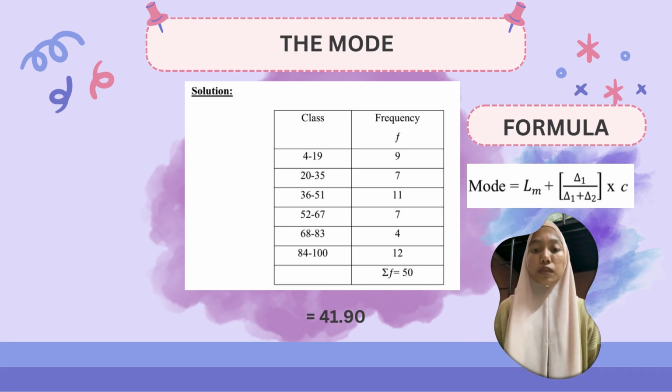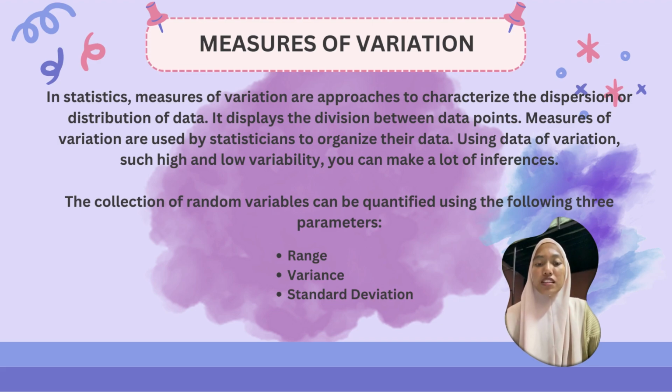The formula is the lower class boundary of the modal class plus, in brackets, the difference between the frequency of the modal class and the frequency before the modal class, over the difference between the frequency of the modal class and the frequency before the modal class plus the difference between the frequency of the modal class and the frequency after the modal class, multiplied by the class size. Okay, this slide is the table of the mode. Then the total mode is 41.90. Okay, next, measure of variation.